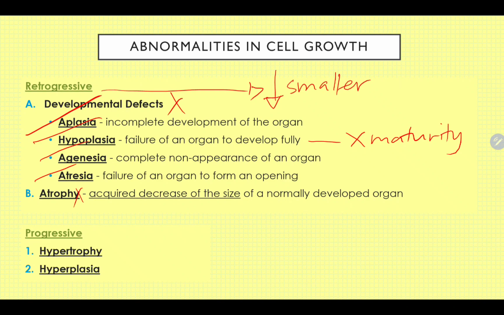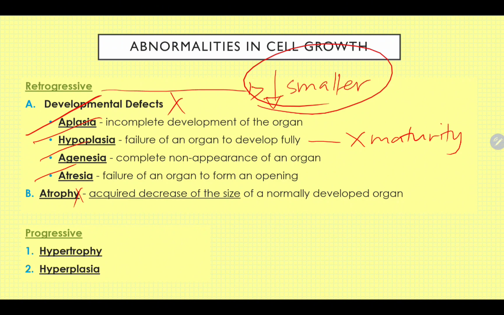You expect that if you have developmental defects, the organs involved here are much smaller than their normal counterpart. For example, if you have aplasia, since the organ is incomplete with missing parts, you expect that the organ is much smaller. Same with hypoplasia: since it does not reach full maturity, you expect that the organ is smaller.